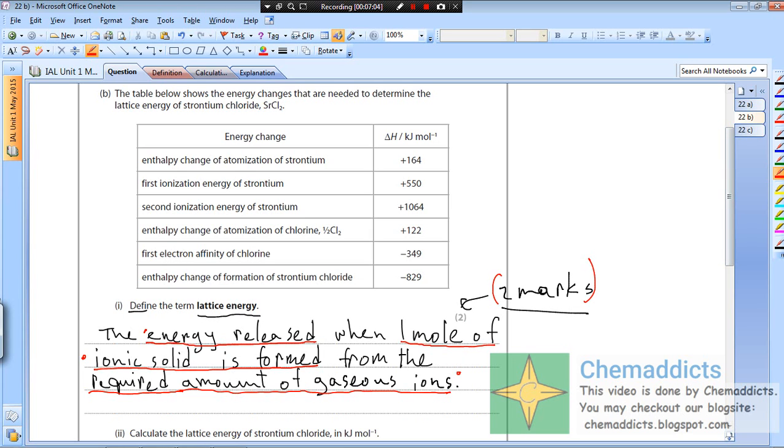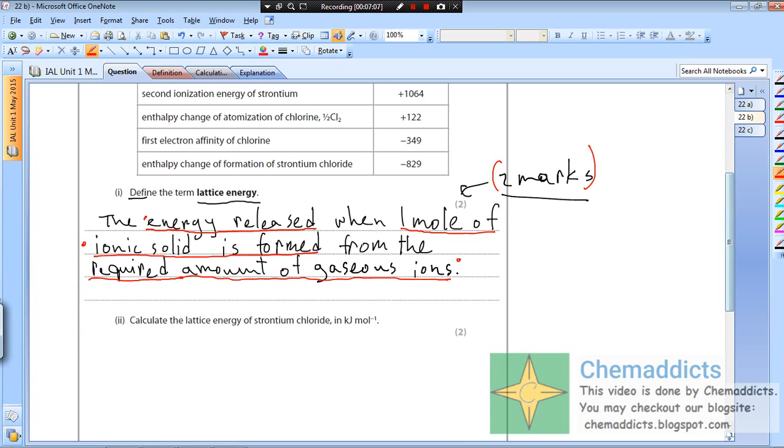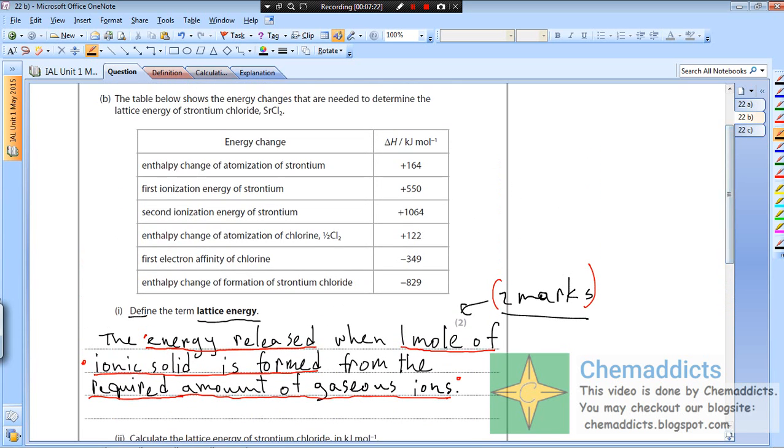In here they have asked us to calculate the lattice energy of strontium fluoride. Okay, so here the data are given.